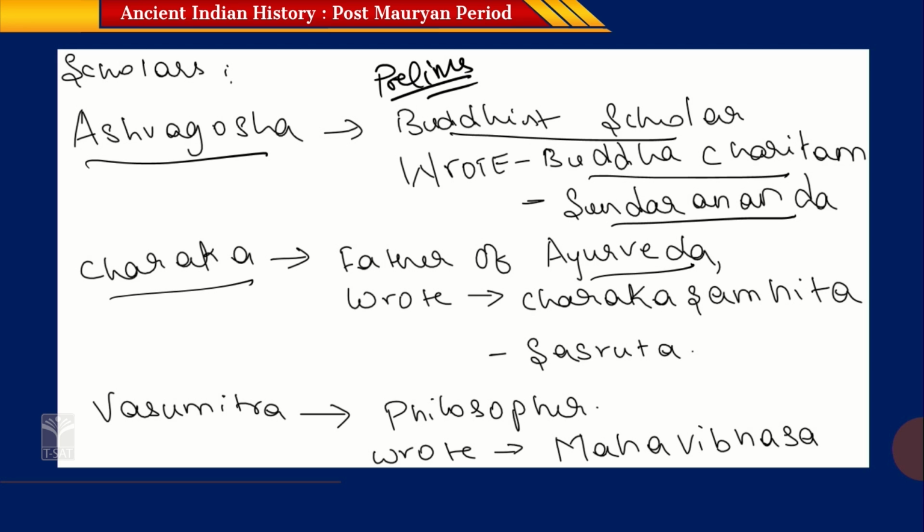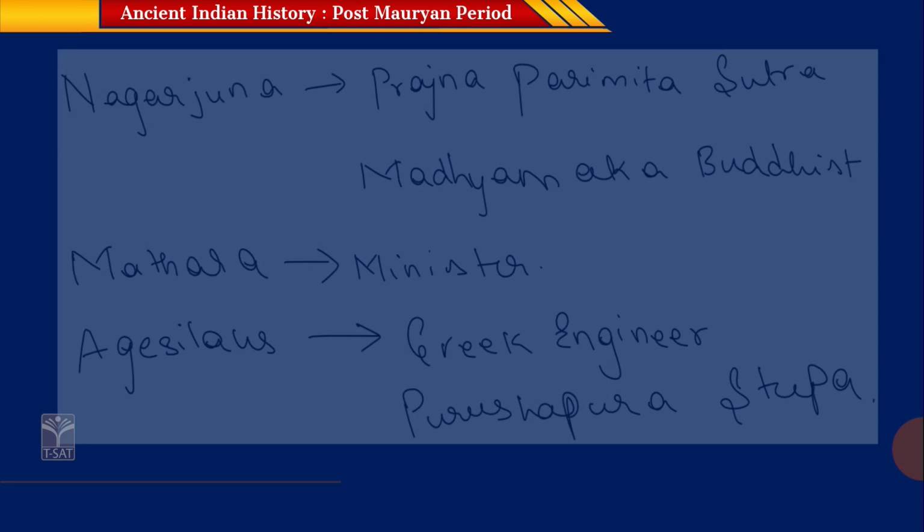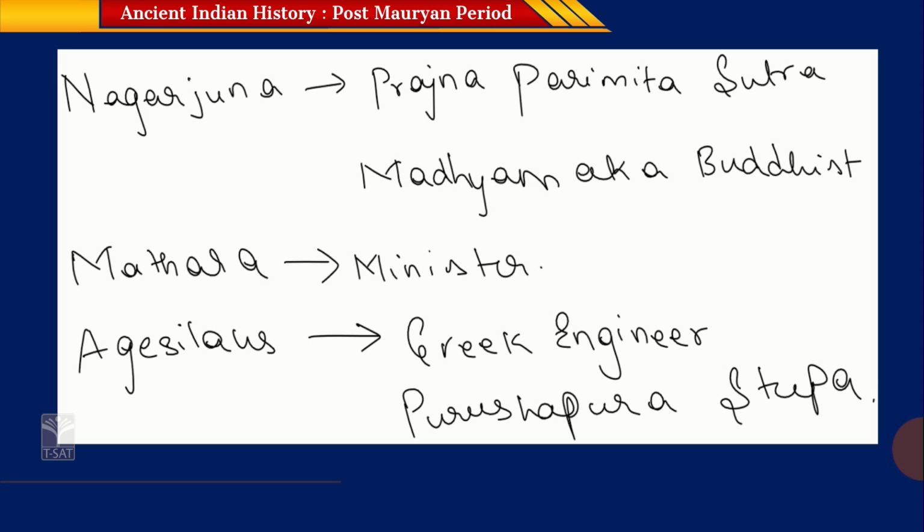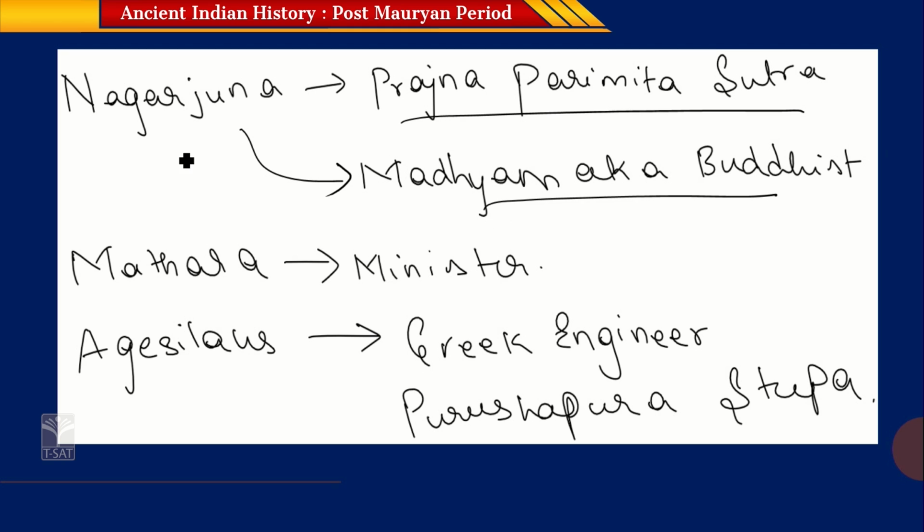Eventually Charaka became closed, was in around the same period as Sushruta. Vasumitra, another philosopher who wrote. Nagarjuna, who was known for the book Prajna Paramita Sutra and follower of Madhyamika Buddhism. This question was asked previously in prelims. Mathara, a minister of Kanishka, very important guy, and Agesilaus was a Greek engineer who built the Purushapura Stupa, the famous Peshawar Stupa.